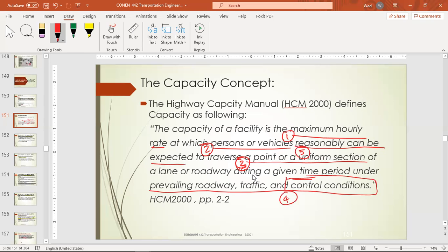And this applies to different facilities. For example, a runway at an airport has a capacity. An airport terminal has a capacity. A bus station has a capacity. A bus route has a capacity. So for all transportation facilities, you can define capacity according to this definition. Any questions so far?